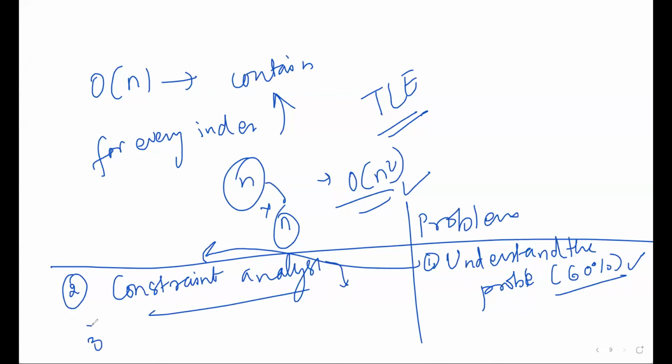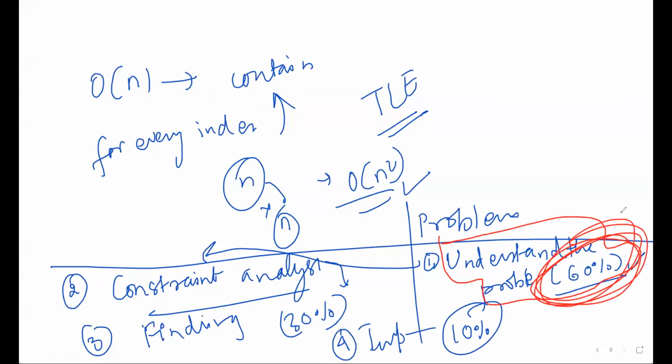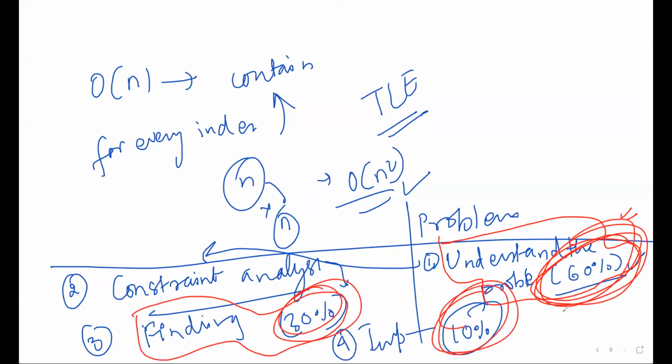After that, the very important next part is finding the solution. This part is 30% of solving the whole problem. And at the very end, the fourth part is implementation, which takes around 10%. So out of all, what is the most important thing? Understanding the problem, because the weightage of this is a lot, 60%. If you are not able to understand any problem, you'll end up solving a wrong problem. So your time will be lost. Okay. Now, after that, finding the solution takes 30% and implementation takes 10%.